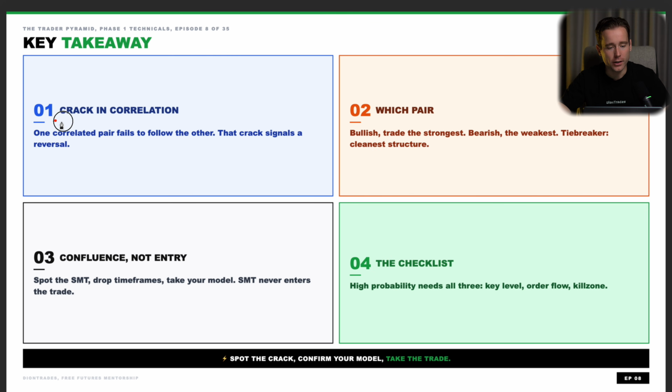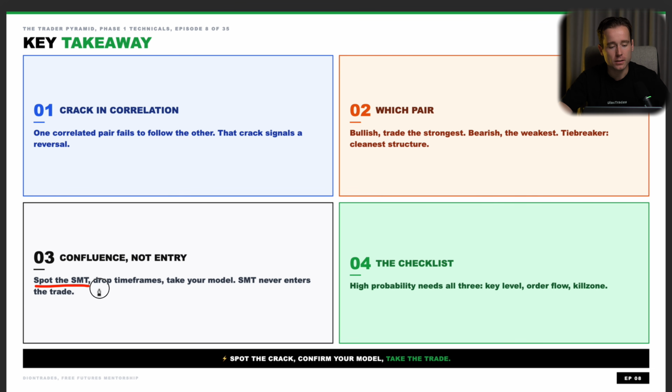So the key takeaway: you need a cracking correlation. One correlated pair fails to follow the other. Which pair? In the bullish trade the strongest, in the bearish trade the weakest. If it's not very clear which one is the strongest or the weakest, just trade the cleanest structure. The clearest fair value gap, the clearest displacement. And the SMT is a confluence, not an entry.